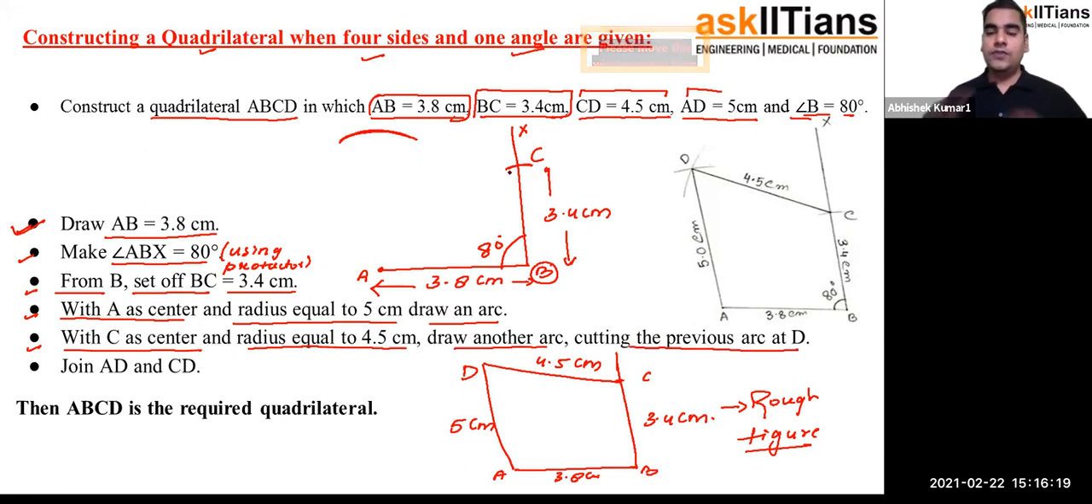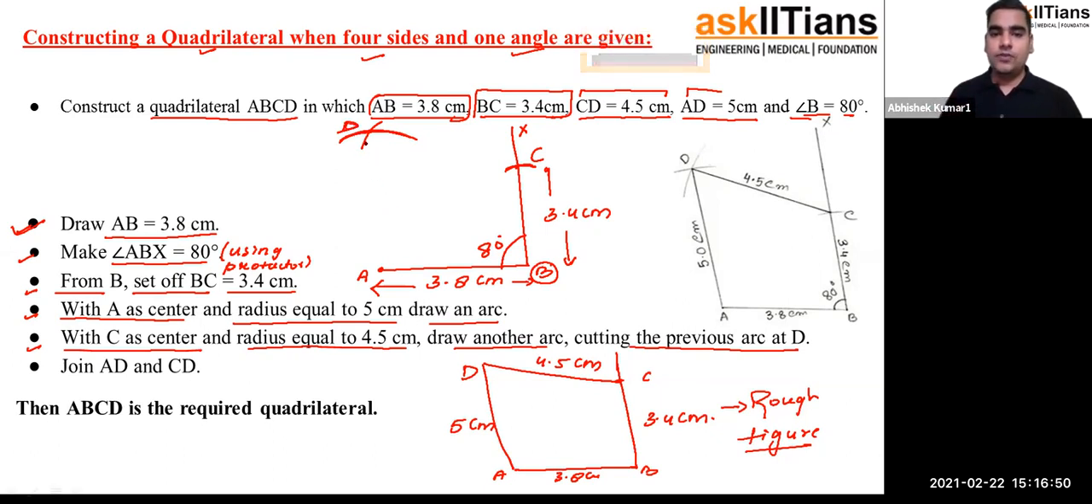Because we want this side CD as well, and we know the length of CD is 4.5 centimeter, you have to assume C to be the center and mark an arc of length equal to the length of the side CD, that is 4.5 centimeter. And these two arcs are going to cut each other at some point, and you are going to call that point D. Okay, my figure is a rough figure, your figure might show little variation.